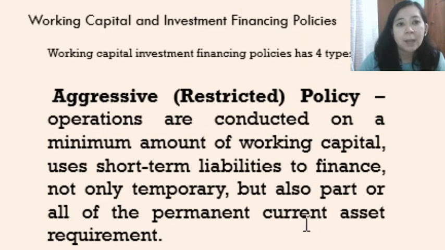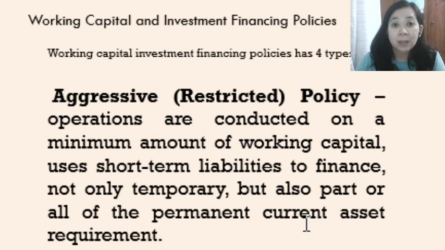The second working capital investment financing policy is the aggressive or restricted policy. Here, operations are conducted on a minimum amount of working capital. This uses short-term liabilities to finance their operations, not only temporary, but also part of or all of the permanent current assets required. This is the opposite of the conservative or relaxed policy, because in this case, the entity is operating at a minimum amount of working capital. So they can't just do anything with it or else they will incur losses.